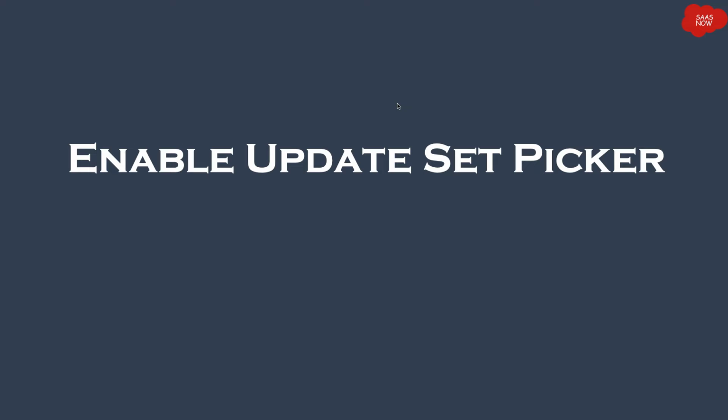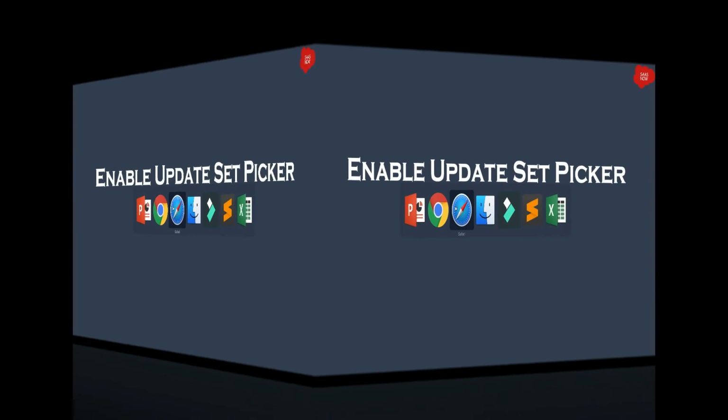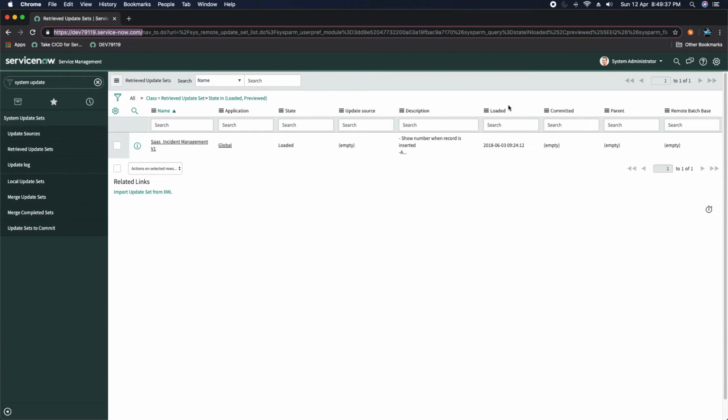Next is enable update set picker. Now where exactly will we do it? We will do it in our development instance, because we don't have to do it in our production instance. It has to be done in the development instance. So I will go to my development instance, which is right here.